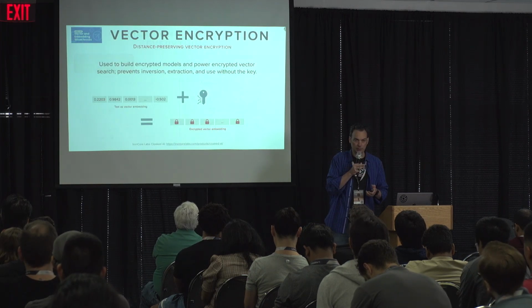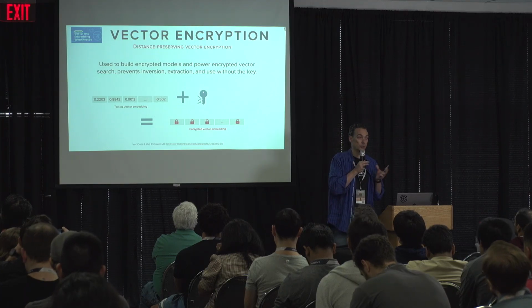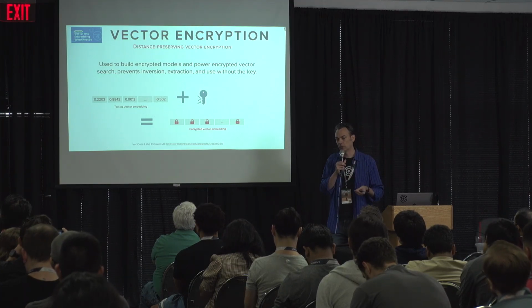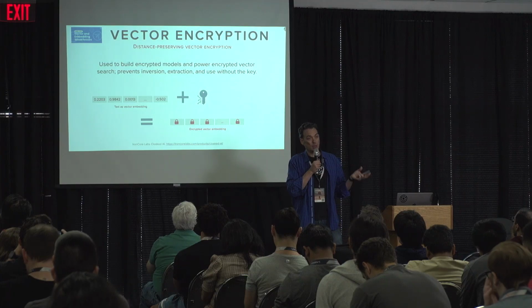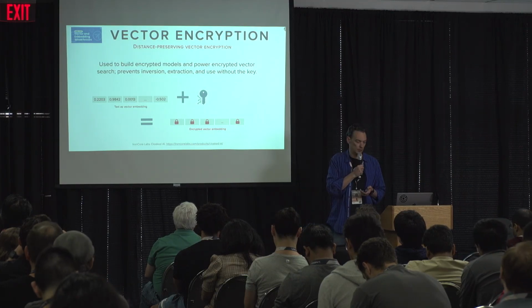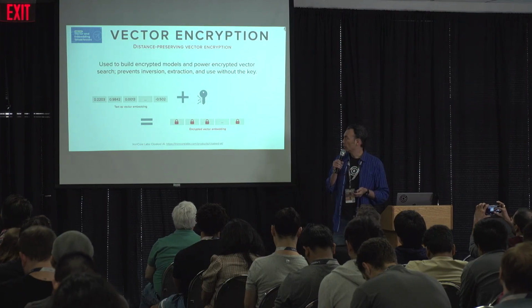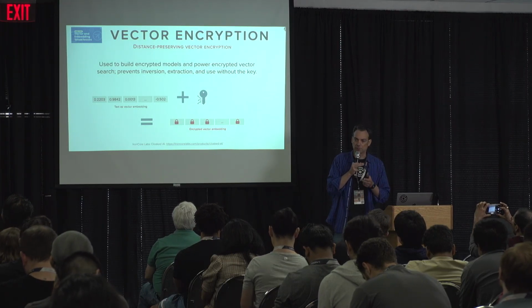In this specific case, I'm going to just mention vector encryption, which is a way to encrypt vectors but still do search over them. It makes it so they can't be inverted. Also, you can build models on top of encrypted vectors, which is pretty interesting for an encrypted model that requires a key to be used. There's a couple of cool things with that worth taking a look at. It solves a piece of the problem.